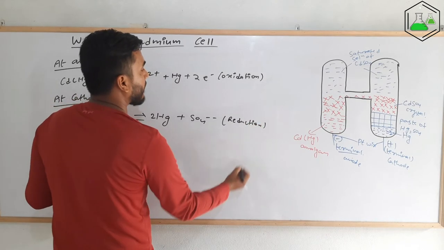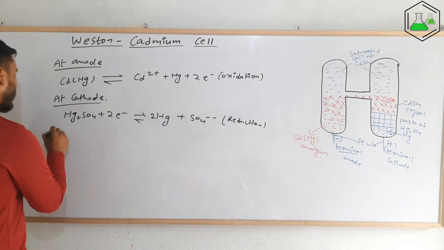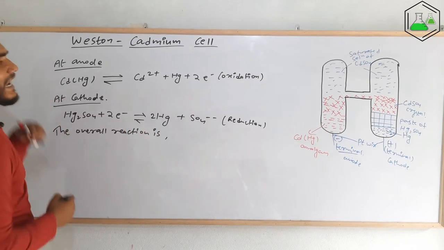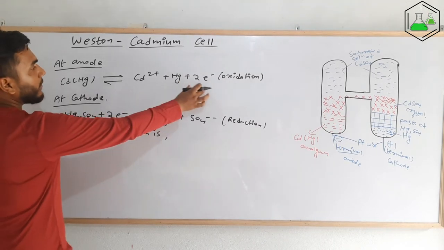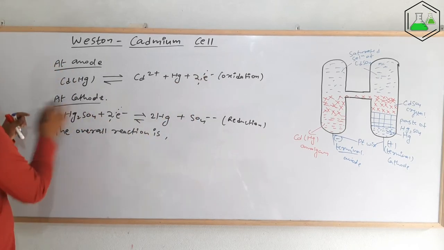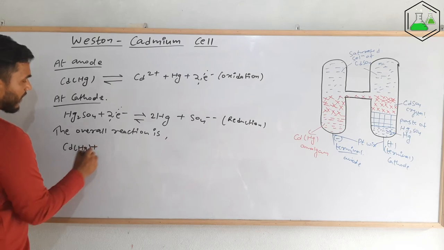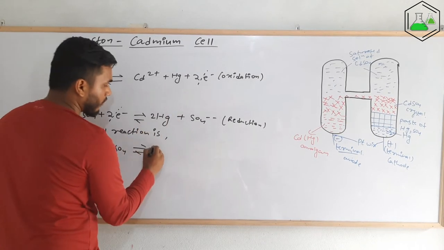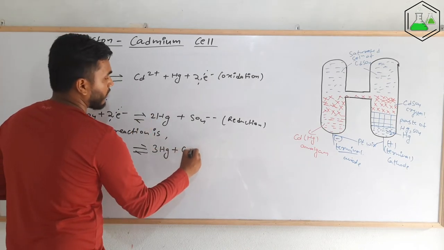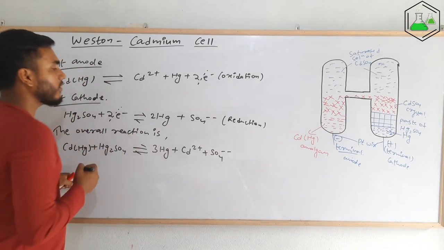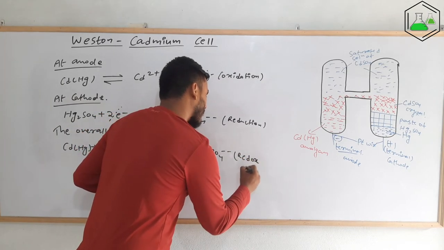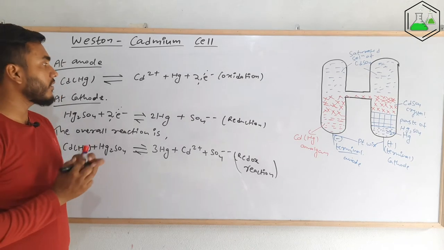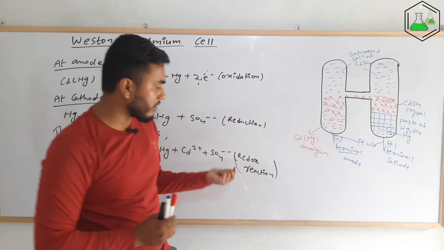And we know that the overall reaction taking place in a cell is simply the sum of oxidation half and reduction half, right? The overall reaction is, let's just add them. We can see over here, this 2e- in left side, this 2e- in right side, they will get cancelled out. Then in left side, what will we get? Cd(Hg) plus this mercurous sulfate. In the right side, what will we get? There is 2 mercury plus 1 mercury means 3 mercury, 3 Hg plus there is Cd2+ plus SO4 2-. So this is the overall redox reaction. We know that redox reaction simply means the combination of oxidation and reduction reaction. So in this case, oxidation reaction is also happening and reduction reaction is also happening. That's why this is called a redox reaction.